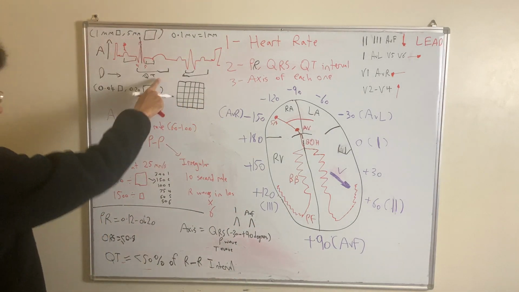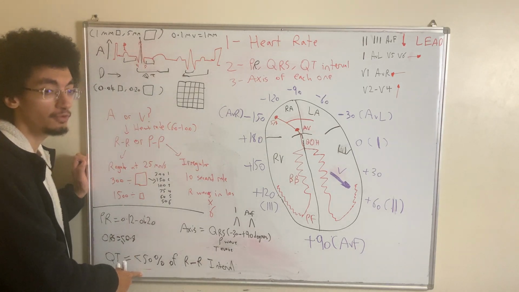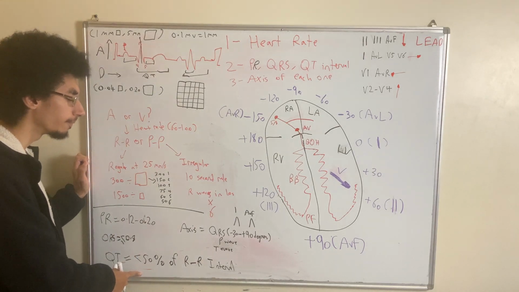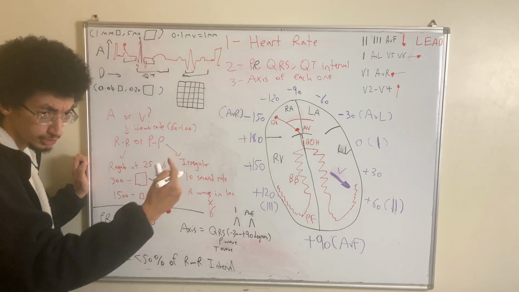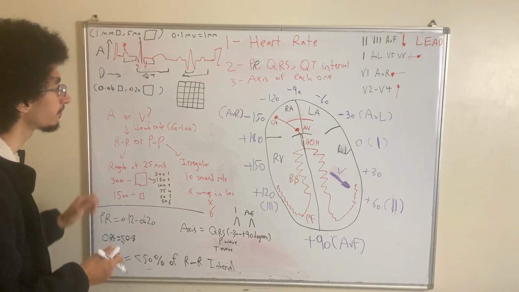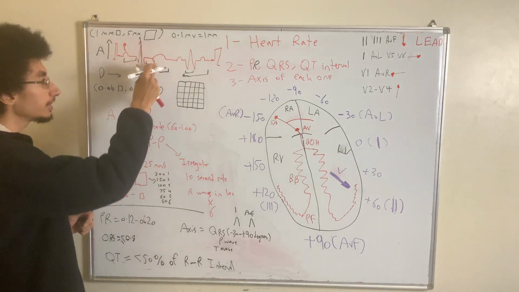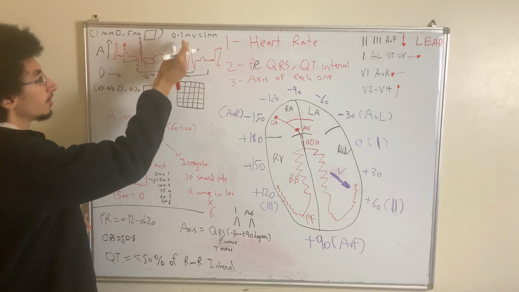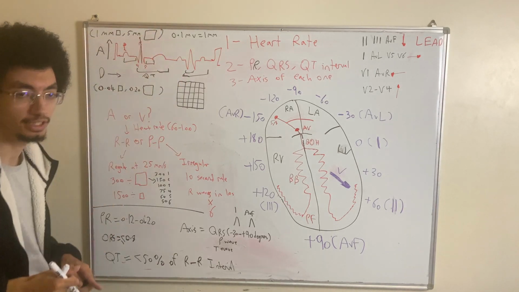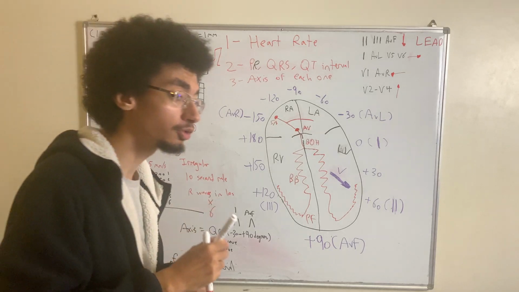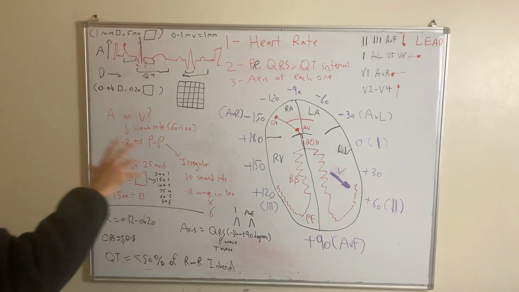So, the QT interval should be less than 50%, or in some books, less than 40% of the RR interval. The T wave, specifically, should occupy less than half of the RR interval. Mumtaz? So that's the QT interval. Now we finish with the intervals.